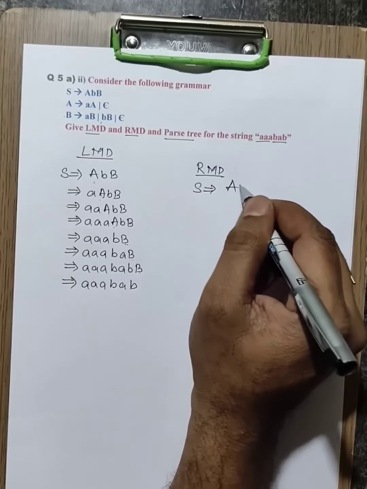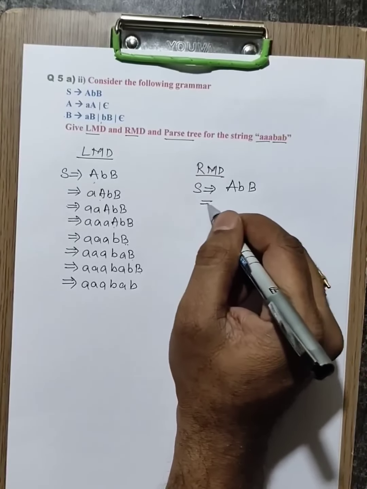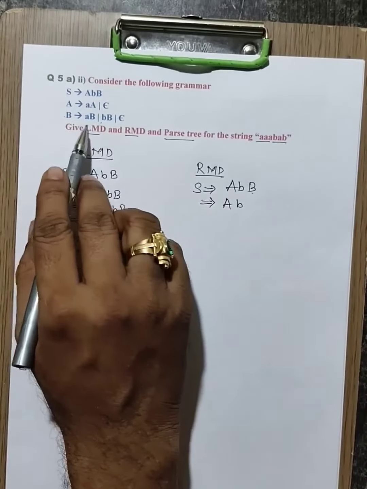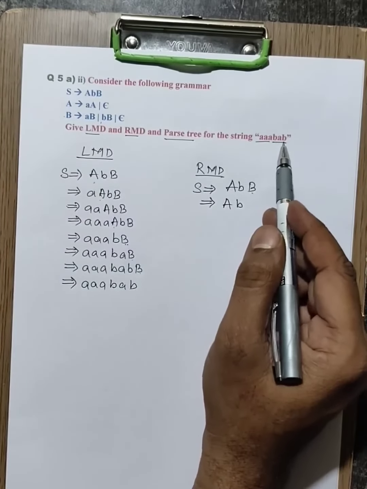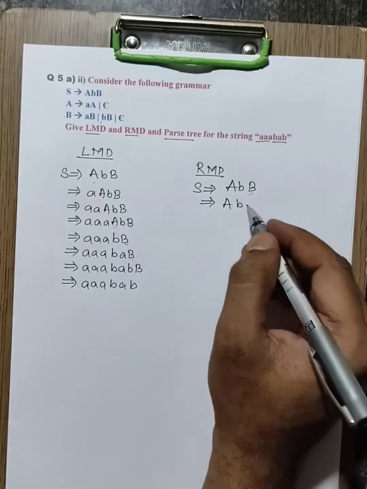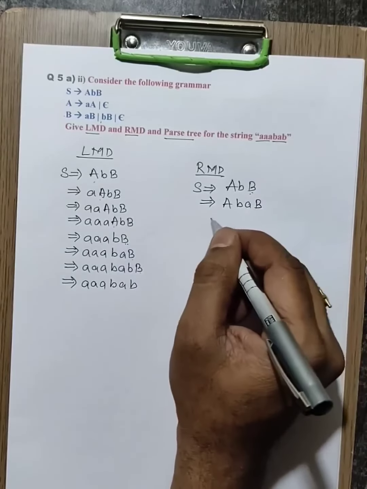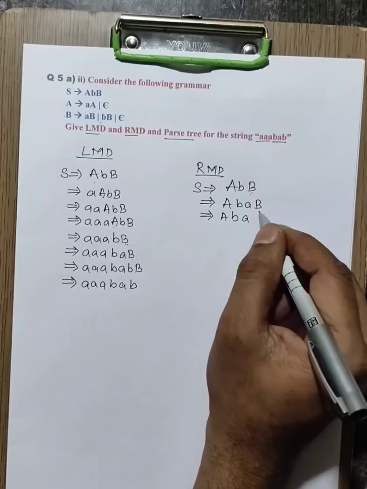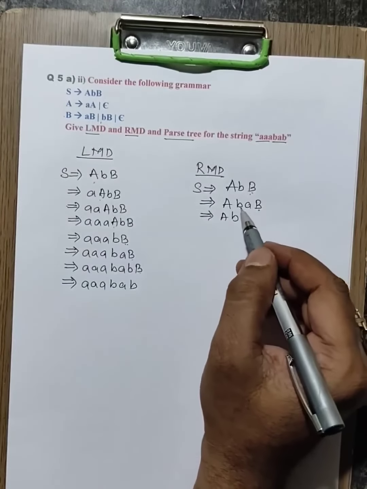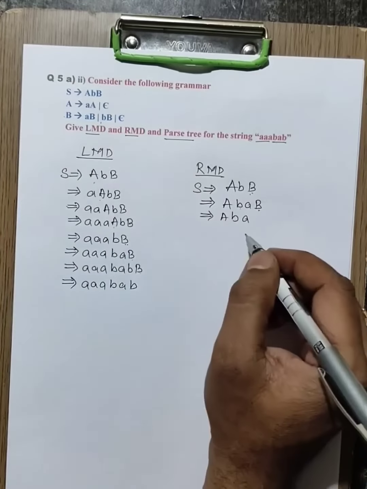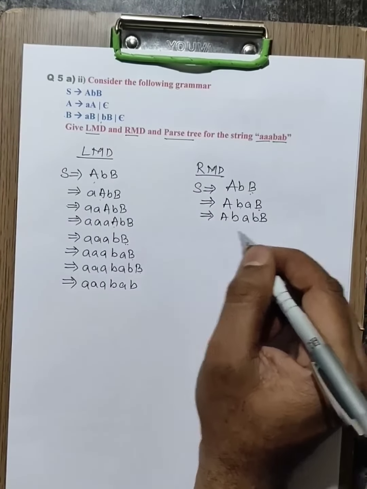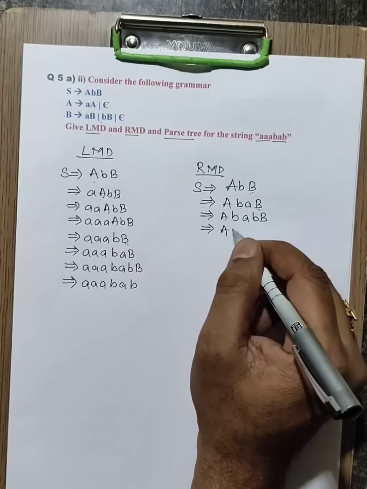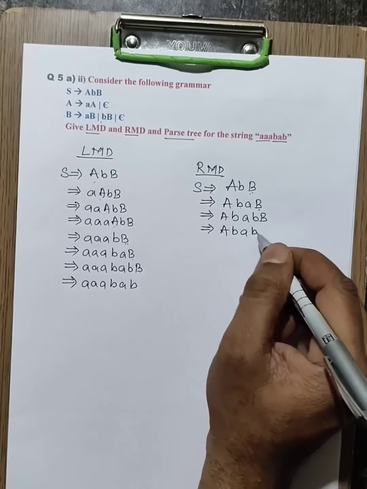And RMD, S produce A, B, B. A, B as it is. B replace with, यहाँ पे B है, B के बाद क्या है, A, B चाहिए. Means this B replace with A, B. This A as it is. B, A. Again B replace with second production, B, B. Then B replace with epsilon. B replace with epsilon means B, A, B.